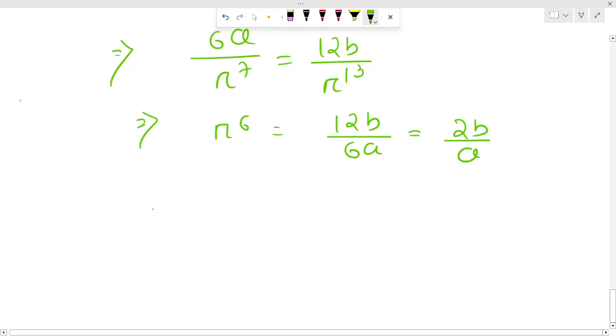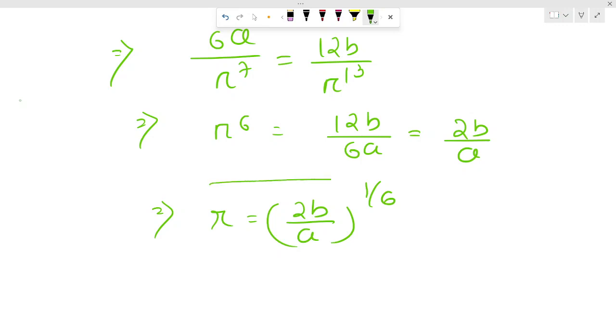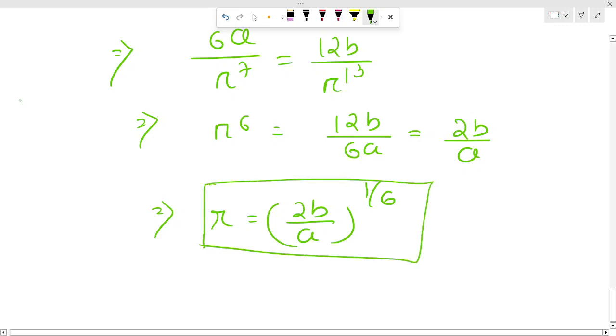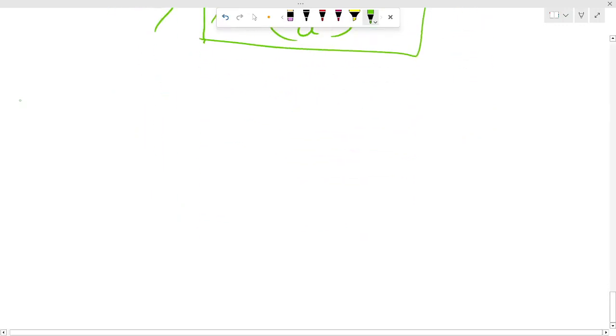So what is the value of r? R is equal to 2b upon a to the power 1 by 6. Make it a box. You got the value of r. Let us find out the potential.